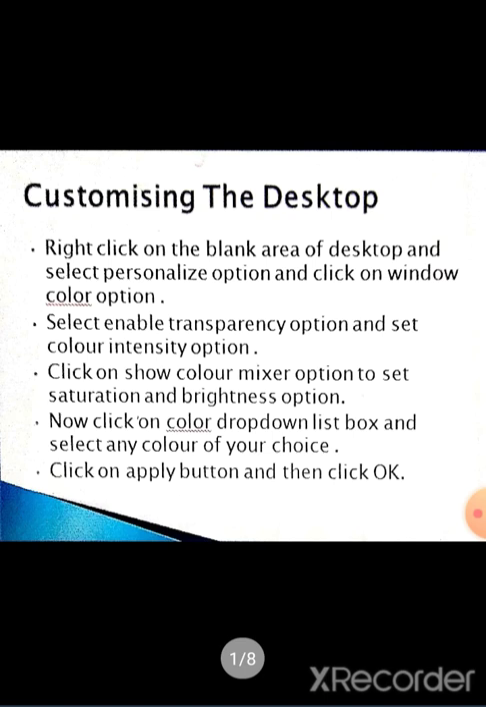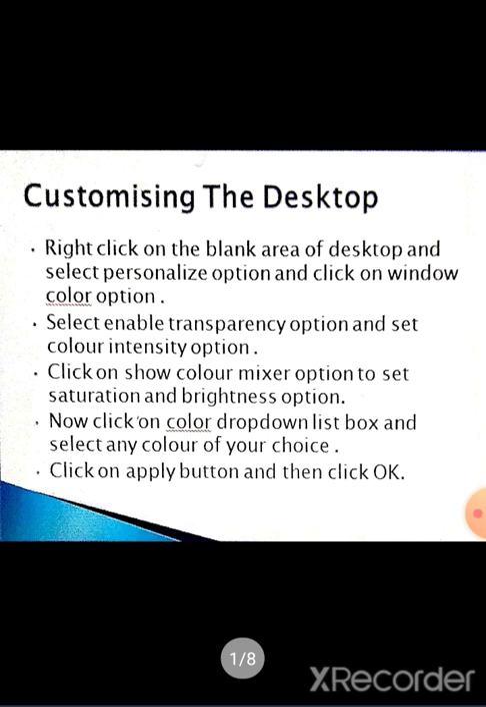Windows is quite flexible and provides options to change the settings of the desktop according to our choice. For changing the settings of the desktop, these steps should be taken. First, right click on the blank area of the desktop and select the personalize option. After selecting the personalize option, click on the window color option. It is located at the bottom of the window.